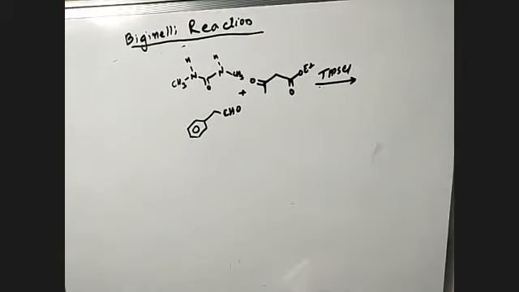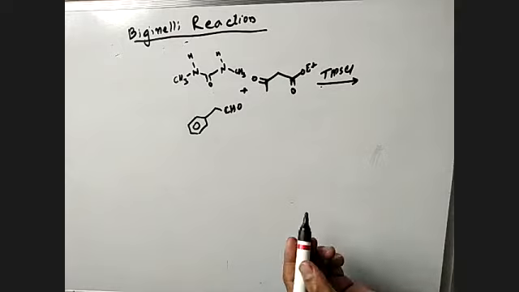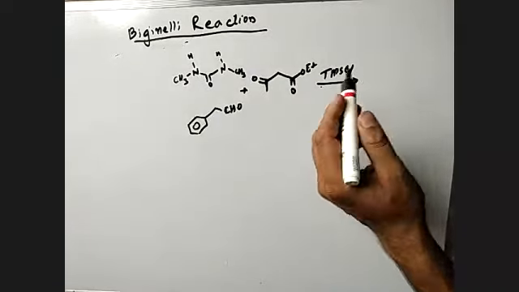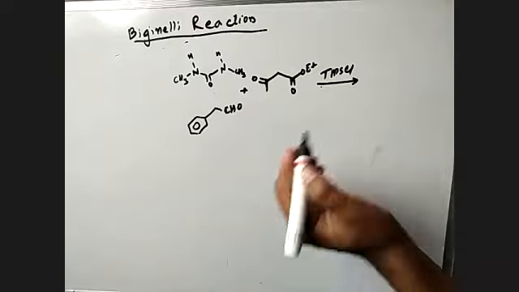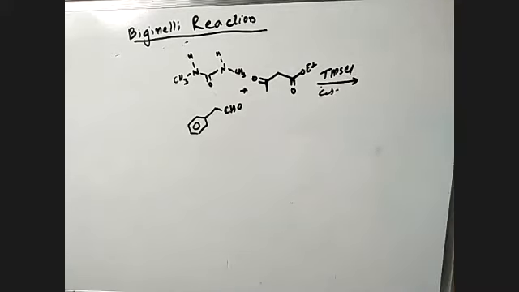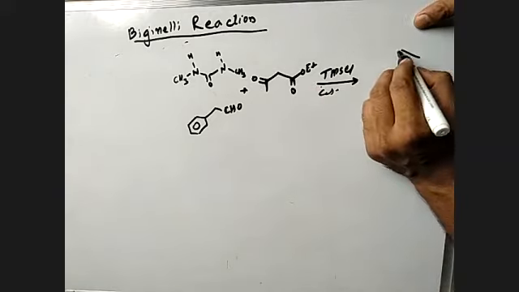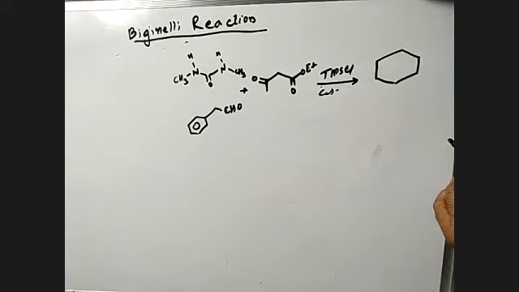So let us go for the product formation. Definitely this TMSCl means trimethylsilyl chloride, and many catalysts are there. No problem. You can just write acid catalyst also. Catalyst, acid catalyst, simple. So what is the product? Very simple. You just write a ring like this.